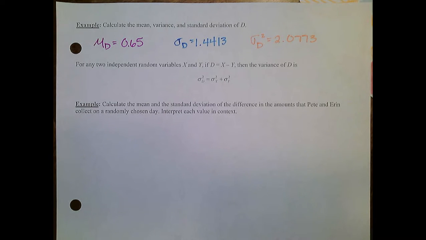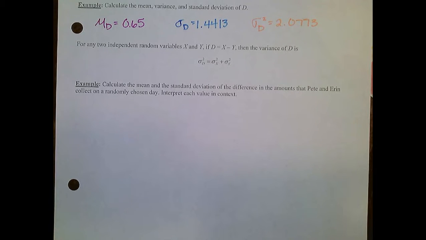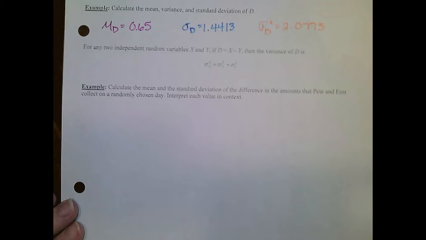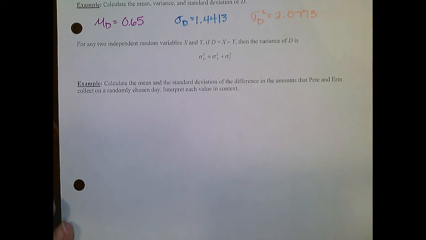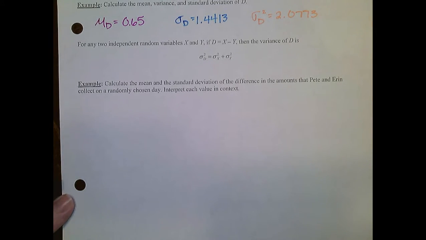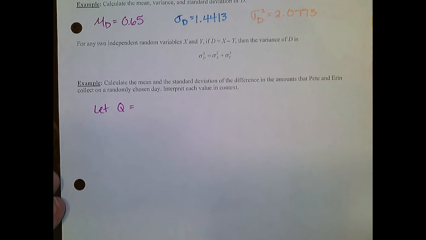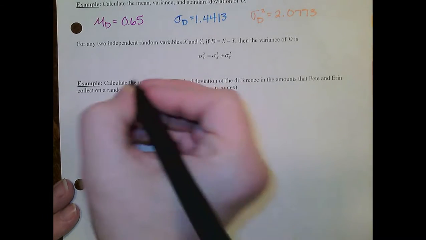So in our last example, they want us to calculate the mean and the standard deviation of the difference in the amounts that Pete and Aaron collect on a randomly chosen day. And we want to interpret each of those values in context. Well, we already came up with the random variables C and D in the last lesson to represent the amount that Pete collects and the amount that Aaron collects. So I'm going to create a new random variable. We'll go with Q this time just to keep our variables different. And Q is going to be the difference in the amounts.